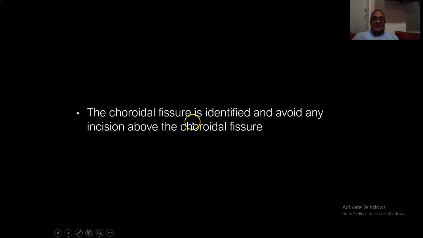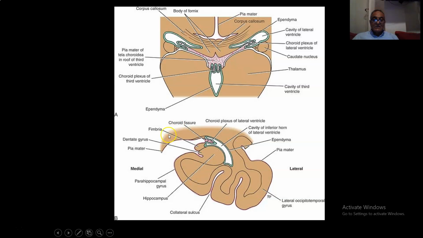The choroidal fissure is identified, and as I told you before, avoid any incision above the choroidal fissure. This is a useless work. What we need is in the floor of the temporal horn, that's to say below the choroidal fissure. Avoid injuring the choroid plexus and the choroidal vessels. So here is the choroidal fissure. These are the vessels, and this is the target we are going to remove: the hippocampus, the parahippocampal gyrus, and the amygdala and the uncus.